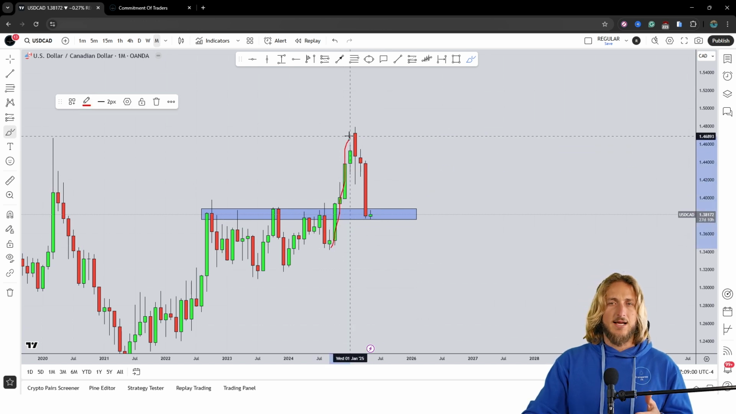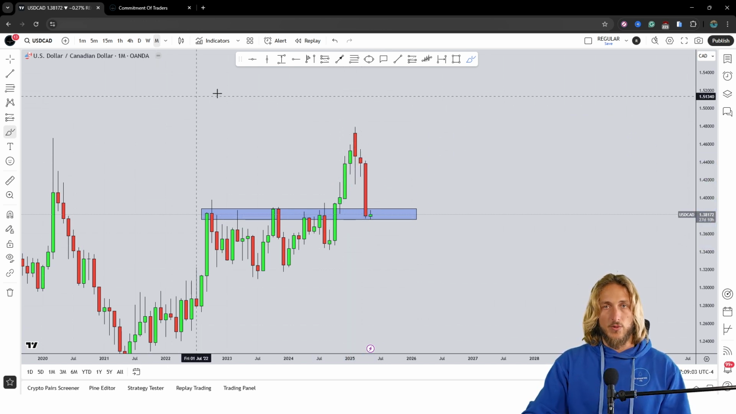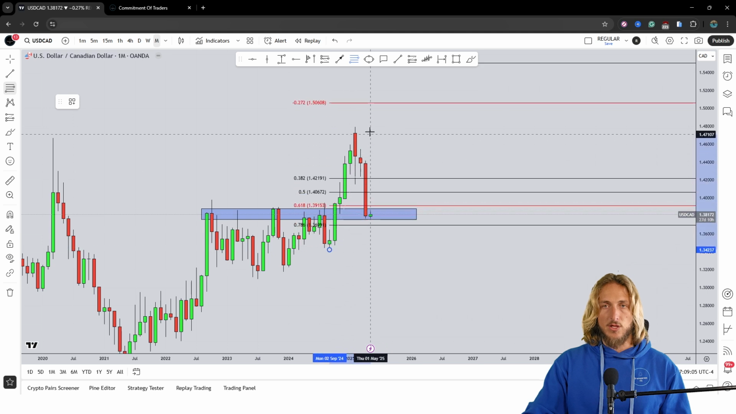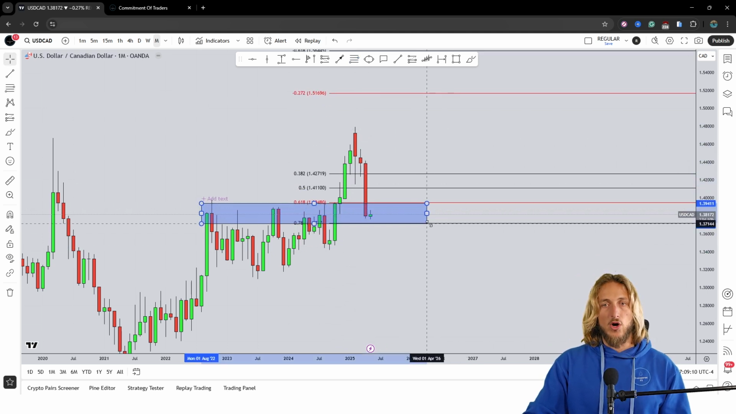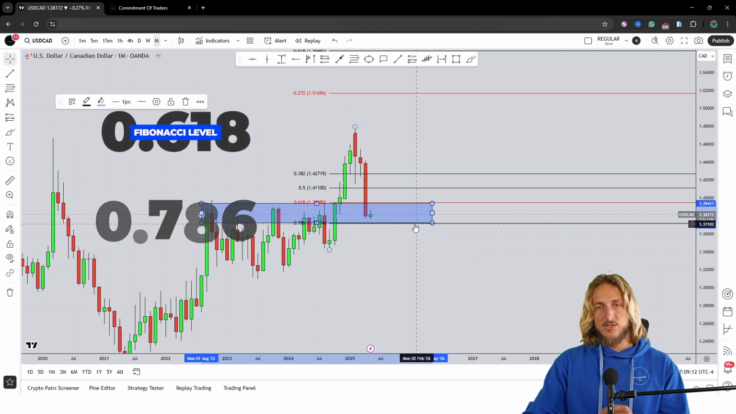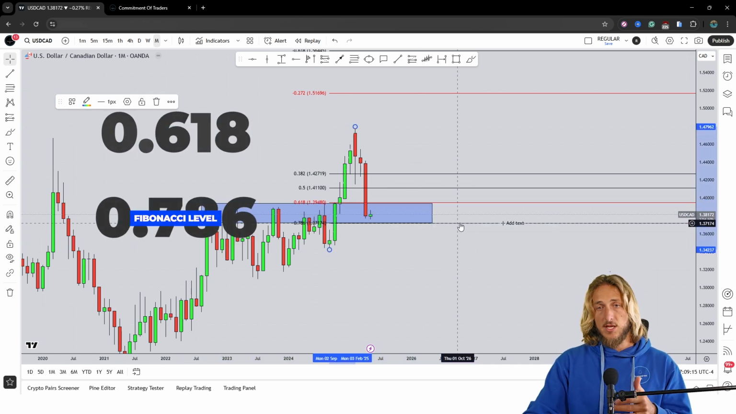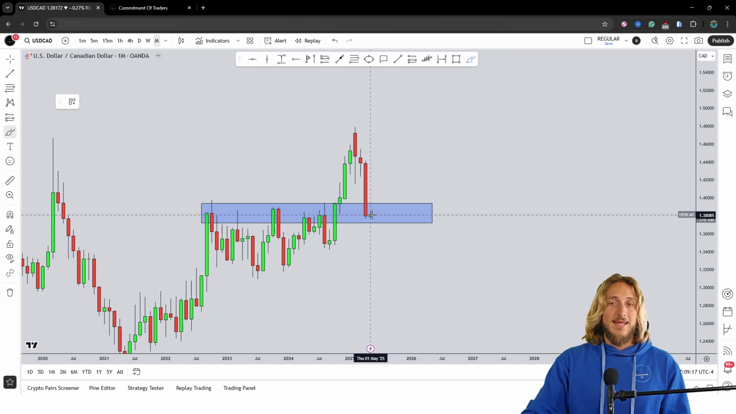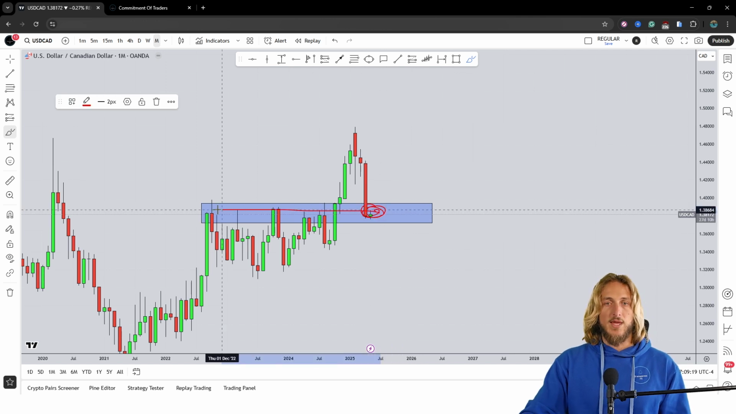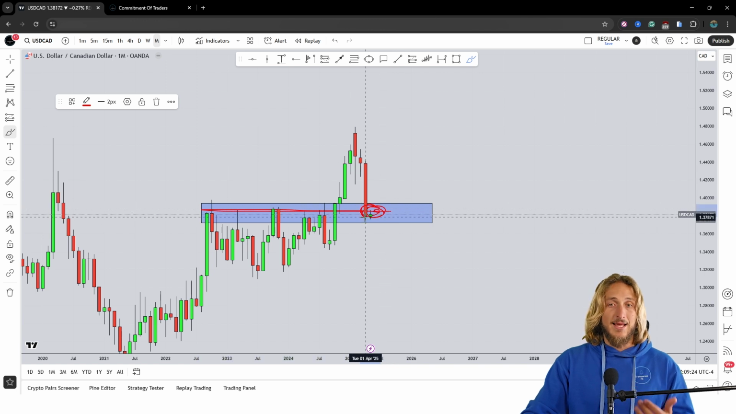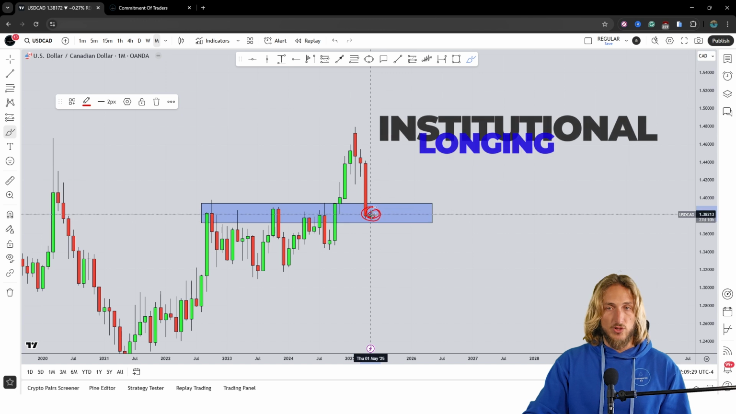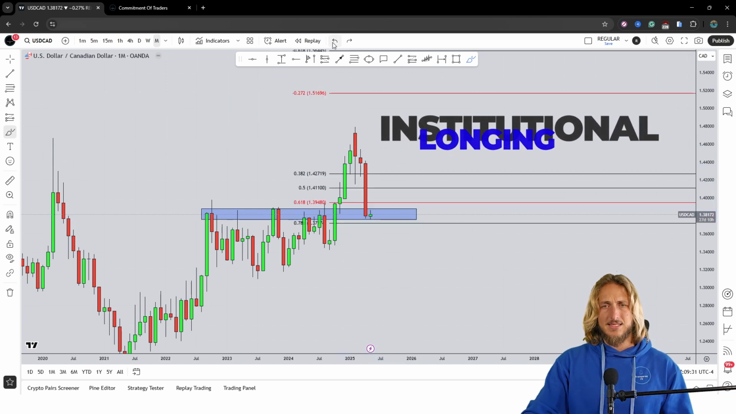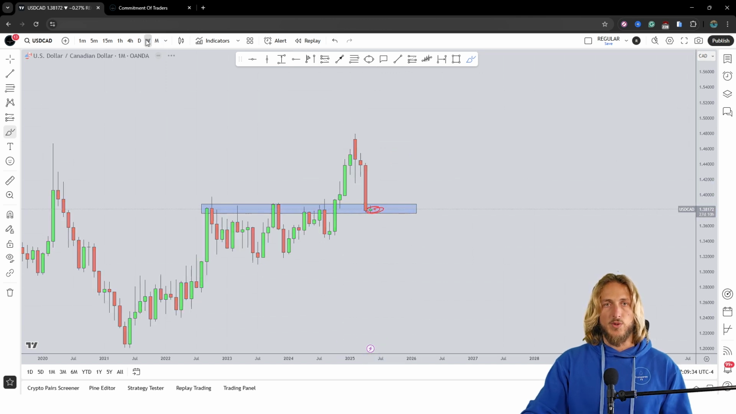Because what we know is that after an impulse, if we want to measure the correction, we have to take our Fibonacci from the low to the high of the impulse leg. And what it shows us is that we also have the 0.618 and 0.786 retracements from a Fibonacci perspective exactly inside of the same level. So we have previous horizontal resistance turned support and the Fibonacci area lining up exactly in the same zone, increasing the probabilities of seeing institutional buying inside of this area. Let's keep all of this in mind and drop down on the weekly time frame.